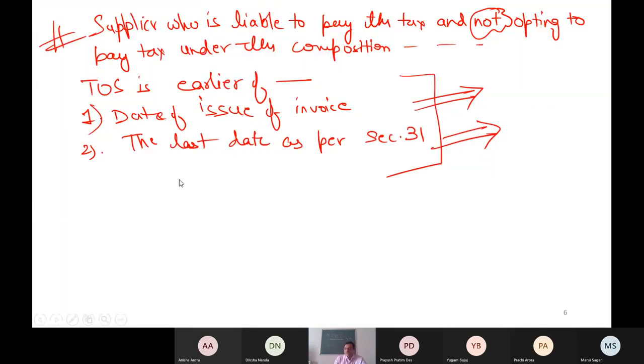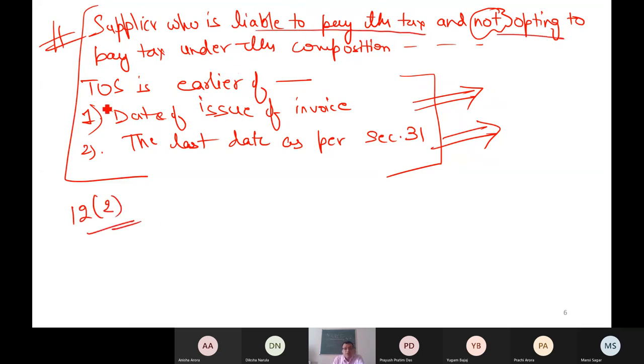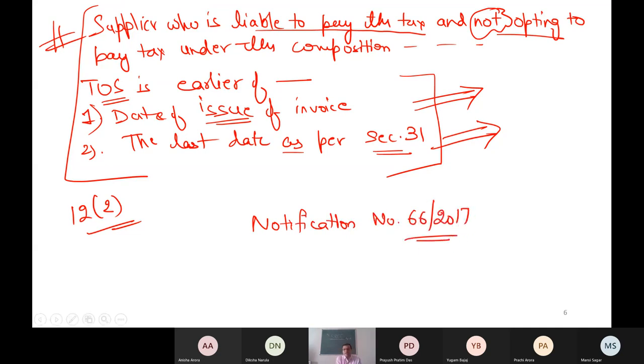This point, I hope you remember this slide. When I was discussing initially section 12, subsection 2, a supplier who is liable to pay the tax and not opting, here his time of supply depends only on date of issue of invoice or the last date as per section 31. Date of receipt of payment is not relevant here because of one notification. I showed you that original notification also. Notification number 66 of 2017, which says that in case a supplier who is liable to pay the tax and not opting to pay tax under the composition levy scheme, date of receipt of payment does not matter. Do you remember this or no? Please raise your hand.